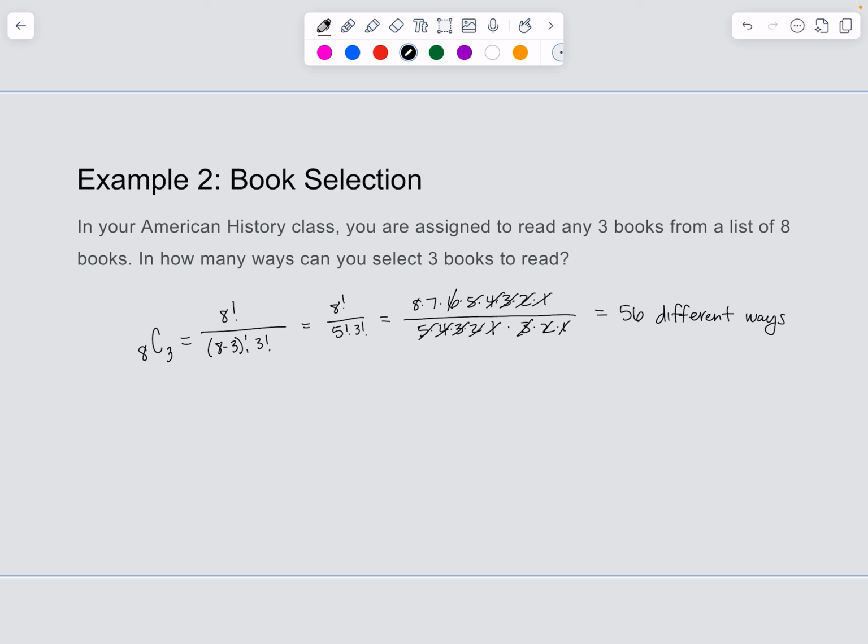Now for some of you, you may have found the button in your calculator for combinations and permutations. That is totally fine as long as you use it properly. Your calculator is an adequate tool to use for these types of things.